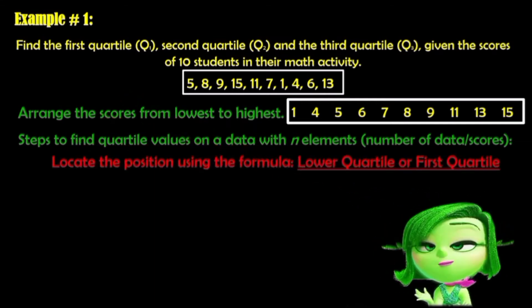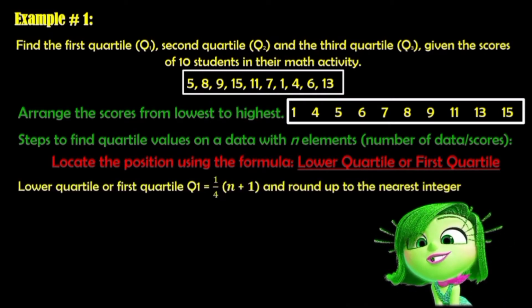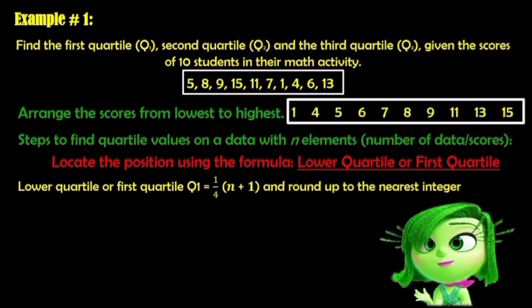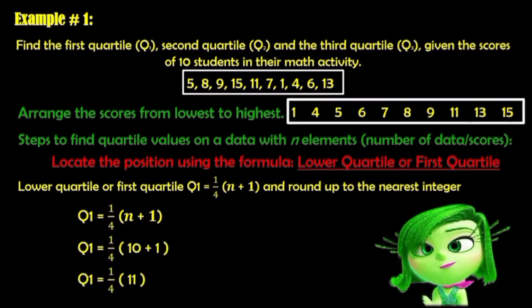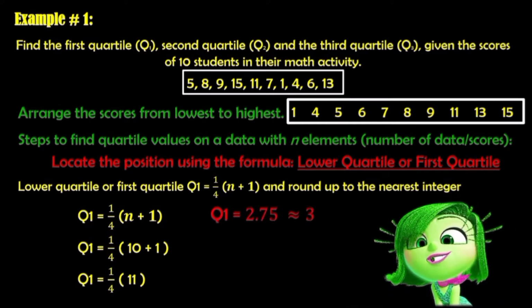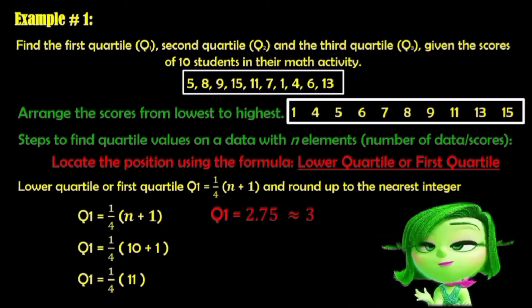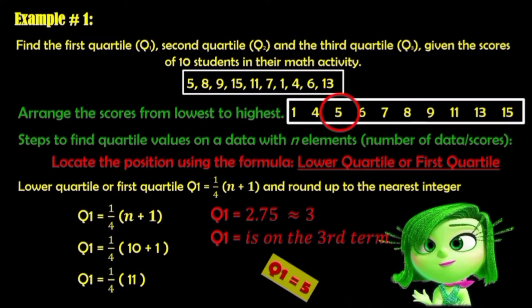Locate the position using the formula for the lower quartile or first quartile. Lower quartile or first quartile is equal to 1/4 times the sum of the number of data and 1, and round up to the nearest integer. Now here is the formula. Then substitute the value of n. Add 10 plus 1. Then simplify. First quartile is equal to 2.75, or approximately 3. Lower quartile is on the third term, and that is 5. The lower quartile or the first quartile is 5.